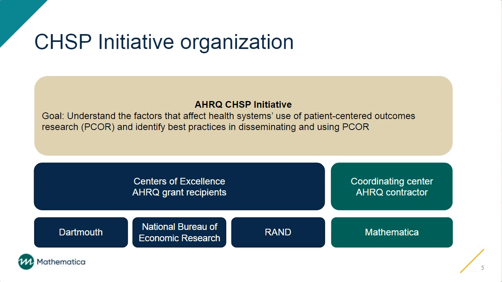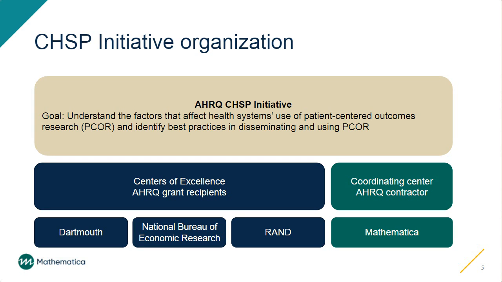The AHRQ Comparative Health System Performance Initiative had the goal of understanding the factors that affect health systems' use of patient-centered outcomes research and to identify best practices in disseminating and using that information. The initiative had several components. There were 3 centers of excellence that were groups of researchers supported through AHRQ cooperative agreements. These researchers were really drawn from researchers on health systems across the United States, but the centers were located at Dartmouth, the National Bureau of Economic Research, and RAND.